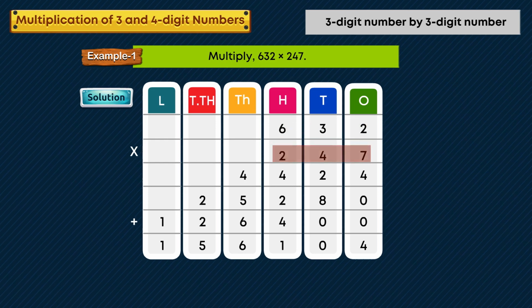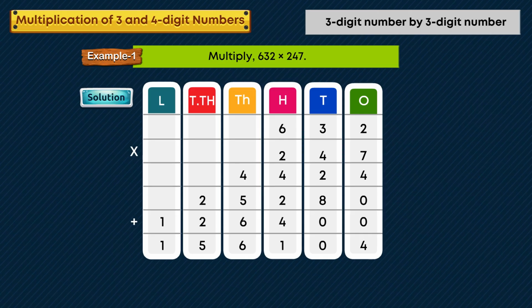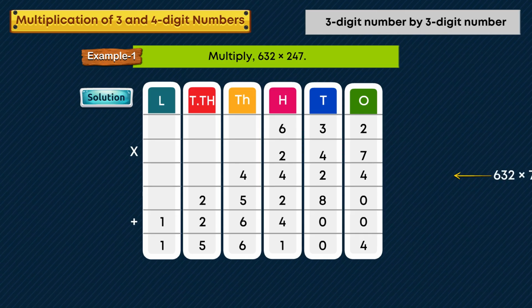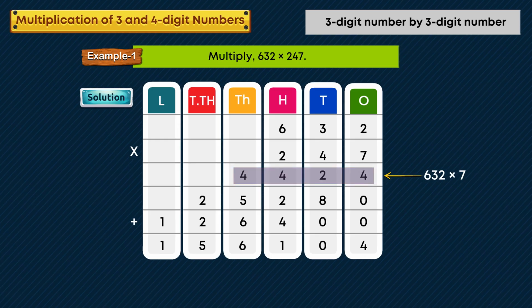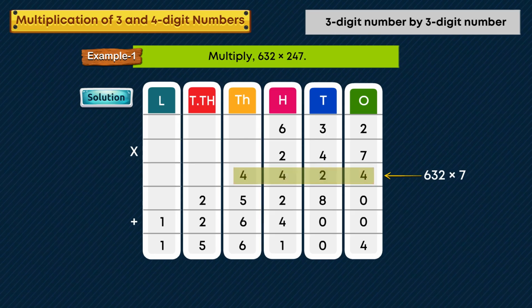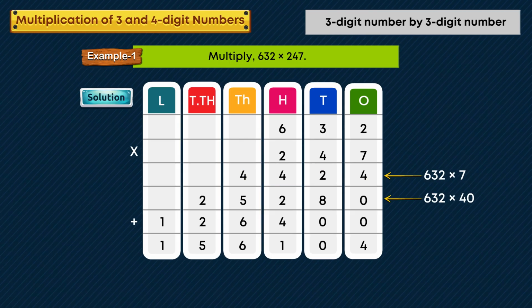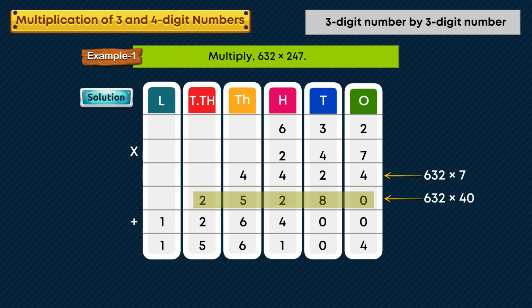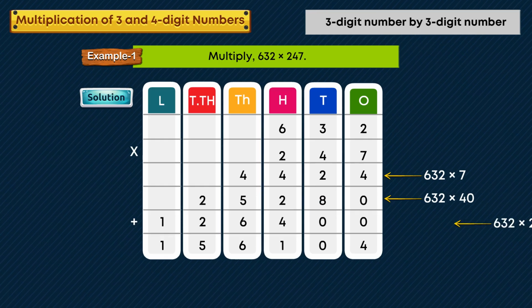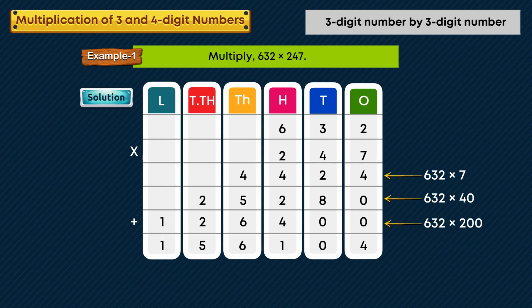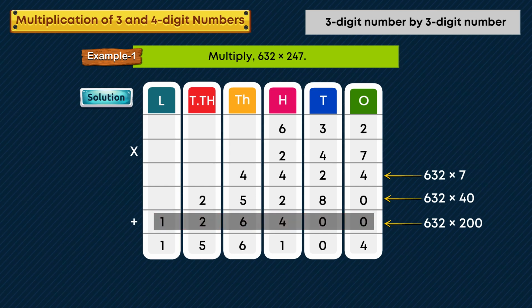632 into 247. Now multiply in ones place. 632 into 7 is equal to 4,424. 632 into 40 is equal to 25,280. 632 into 200 is equal to 1,26,400.